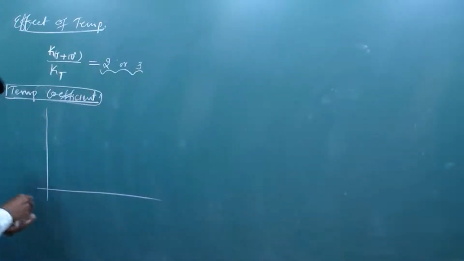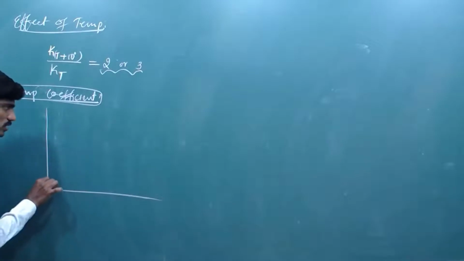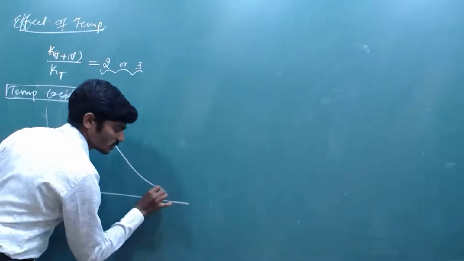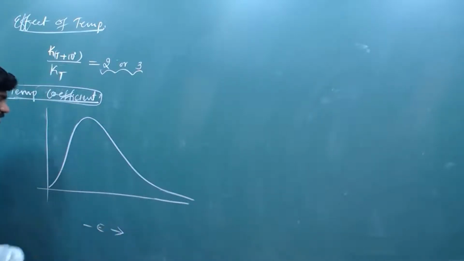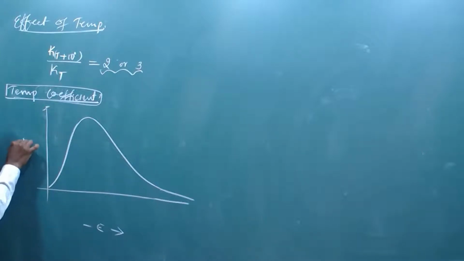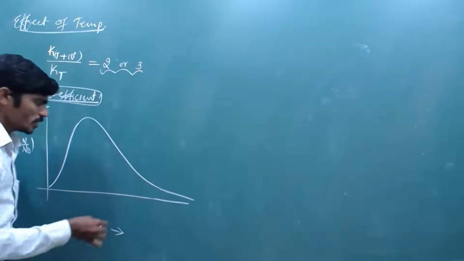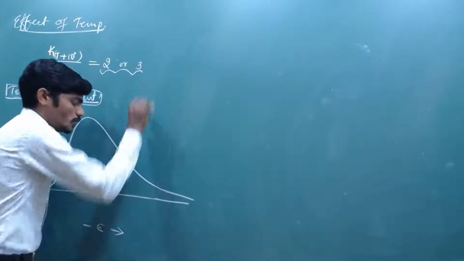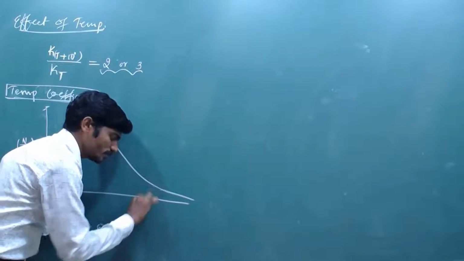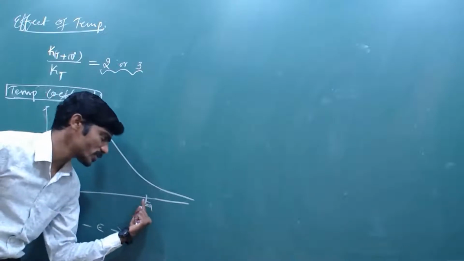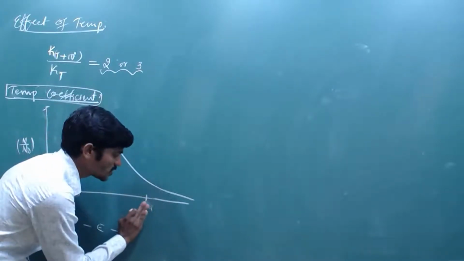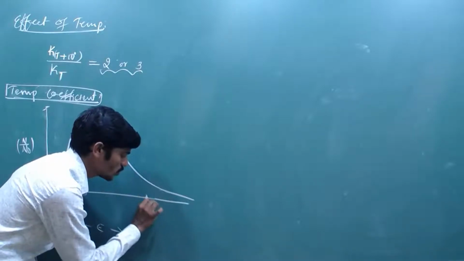So at a given temperature, we can write this curve. This is energy on one axis, and this is the fraction of molecules, N by N naught, the fraction of molecules having an energy value. Suppose for a reaction to take place, some minimum energy is required. This is called activation energy, or we can say threshold energy. This much energy is required by the reacting molecules to form product.